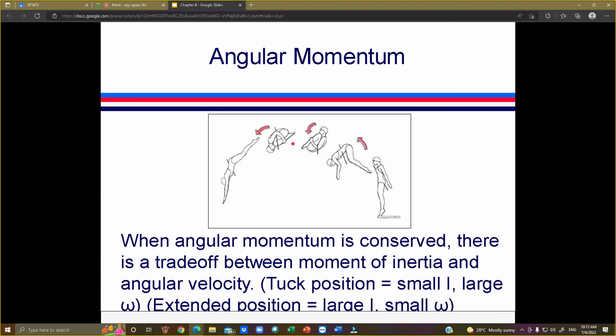That is how it is. That is for angular momentum. These are the principles of angular momentum conservation, meaning that in every single phase, the angular momentum amount is going to be equal. The difference is just the amount of moment of inertia and the amount of angular velocity, which change in order to balance things up. So these are some of the definitions for angular momentum. When angular momentum is conserved, there is a trade-off between moment of inertia, the angular mass, and angular velocity, the omega.